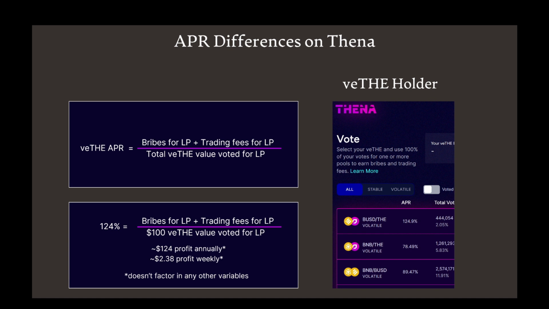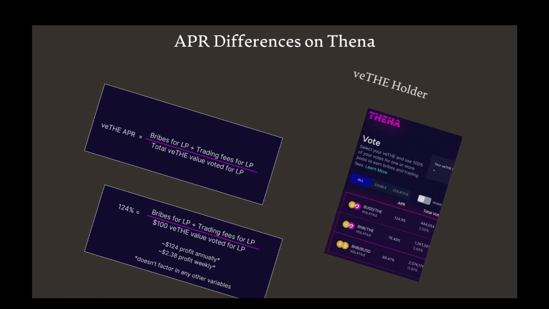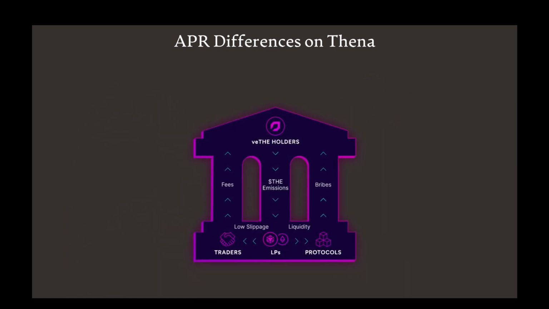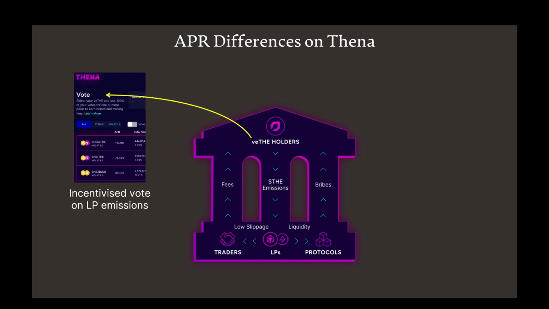To further illustrate the difference, I have pulled up Thena's tokenomics and emissions diagram. This diagram illustrates the alignment of the different stakeholders and their interests. You can see the VD holder at the top. The vote page is directly related to the VD holder's interests. The incentive for VD holders is to vote on LP emissions and receive trading fees and bribes in return.